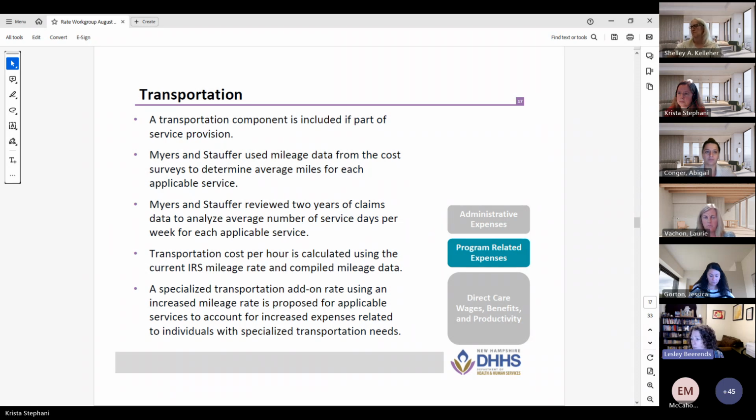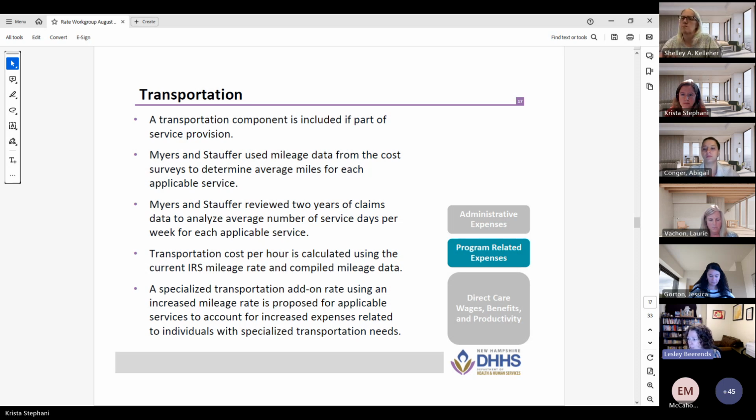I saw a comment come through the chat. Can you define supervisor? Is this the frontline supervisor director? Yes. From the cost surveys, there were three staffing worksheets: the administrative staff, the program-related staff, and the direct staff. So for the program-related staff, if you included staff there, that is staff. It isn't really just supervisors. It might be other program-related non-DSP positions, but that's where that cost would have come from in the survey, if you included them in that program-related section.